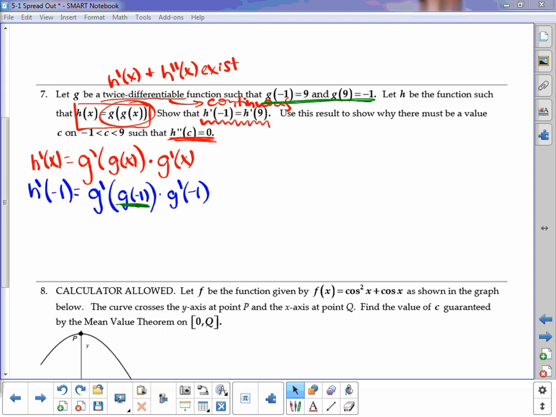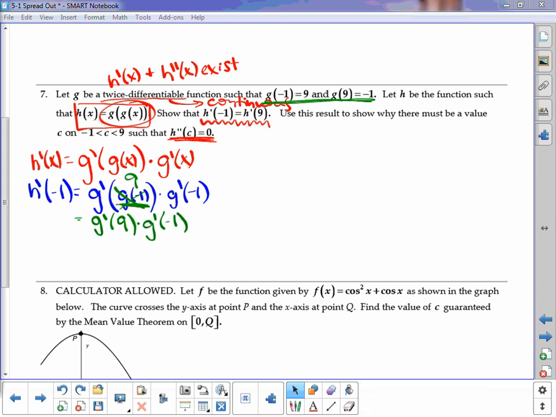Alright, so we found our derivative for h of x, and now we're evaluating at -1, and we're going to do it also at 9. Now, they gave us information about g of -1 and g of 9. Sometimes they'll give you information you don't need, but typically if they give you some information like that, you're probably going to have to use it some way, shape, or form. So what did we find g of -1 actually is? 9. So this is really just 9. So what we have then is g prime of 9 times g prime of -1.